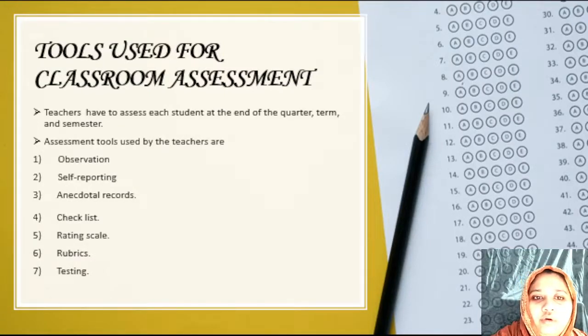Teachers need to know how well the students are assimilating the lesson so as not to leave anyone behind. You have to assess each student at the end of the quarter, term, and semester, and bestow a final grade that reflects both their understanding and their level of effort. Some assessment tools used by the teachers are observation, self-reporting, anecdotal records, checklist, rating scales, rubrics, and testing.